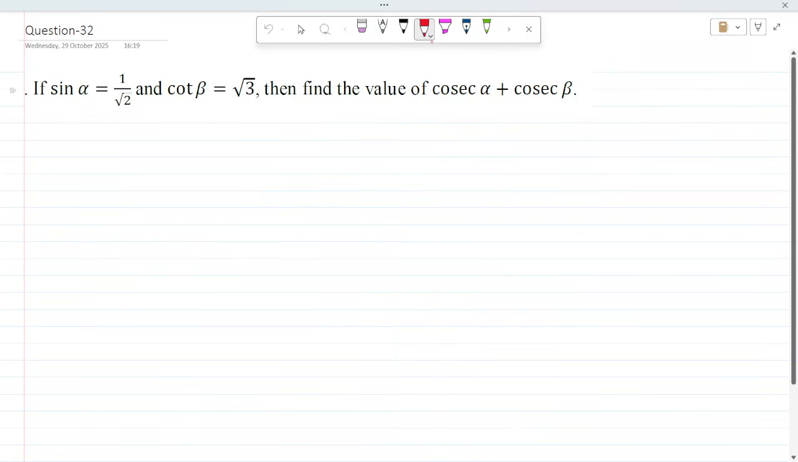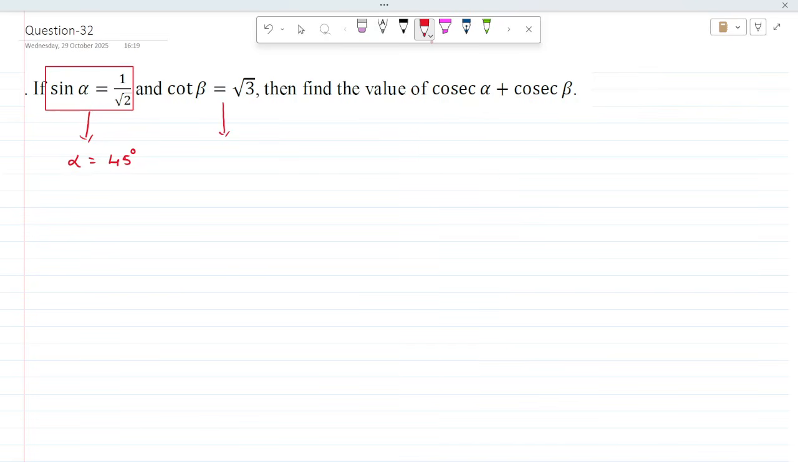Let's see. What did he give? Sin alpha is equal to 1 by root 2. Cot beta equal to root 3. From here, what is alpha? 45 degrees. What is beta from this? It is 30 degrees. How you should write, you know? Sin alpha equal to 1 by root 2. When will sin be 1 by root 2? Sin 45. So comparing the right side and left side, therefore alpha equal to 45. You should mention the step in this way.